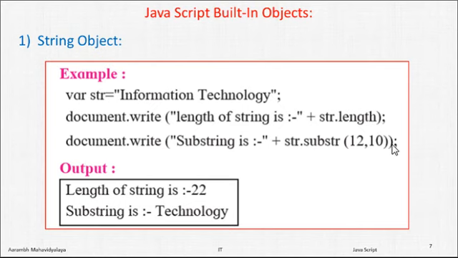Then we have to provide the substring. Document.write "substring is", plus str, that means we use the same data dot substring from 12 to 22. That means we start from character 12 and it will end at the 22nd character. Here these are the 11 characters. Here it is 12, the white space. It will start counting from here. Technology. These are the 10 characters. Therefore, the output is substring is technology. Got it?